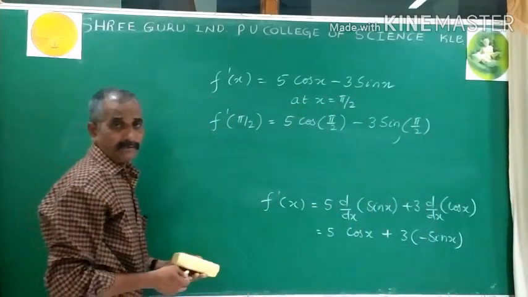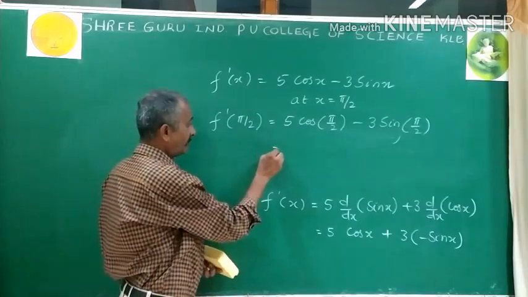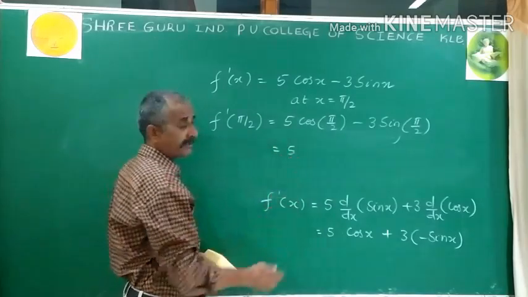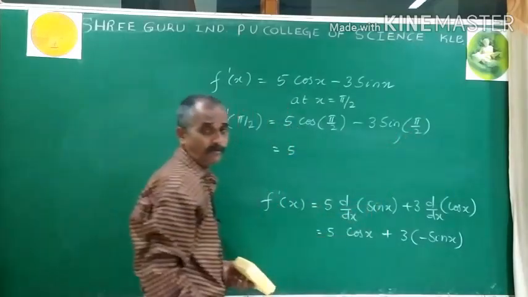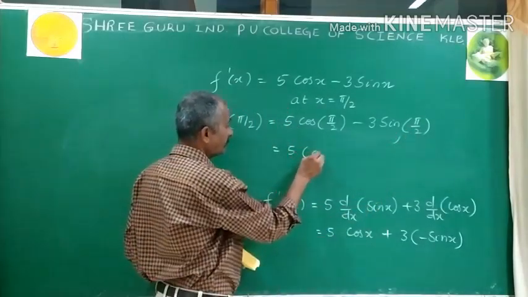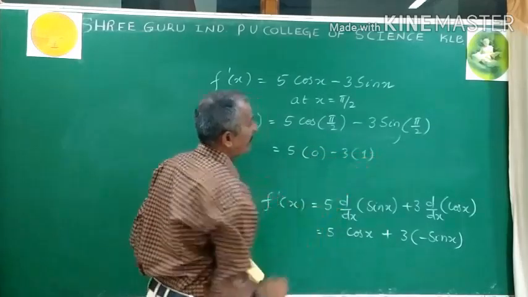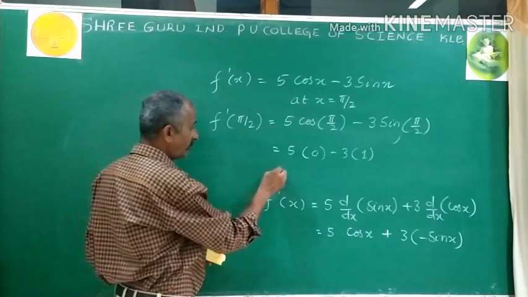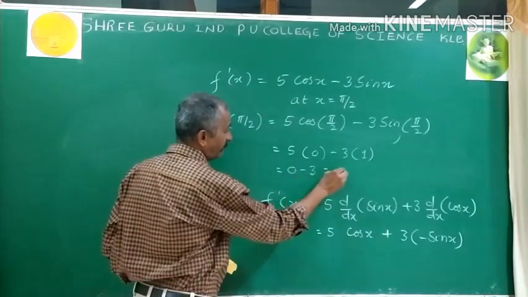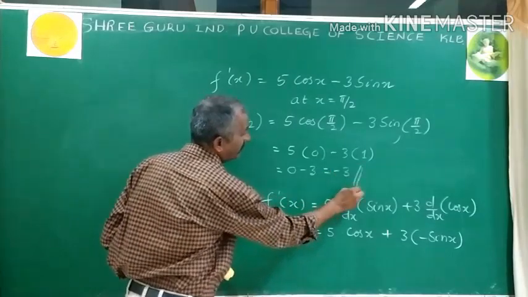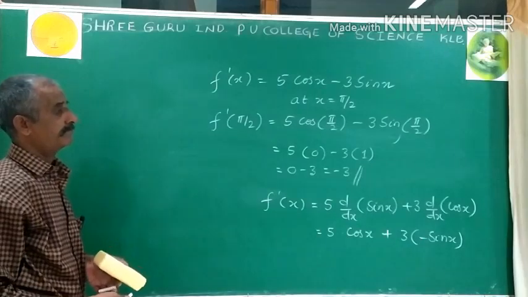Now recall the PUC first year trigonometry standard angles table. From that table, we know that cos pi by 2 is 0 and sin pi by 2 is 1. So it is 5 into 0 minus 3 into 1. Further, 5 into 0 will be 0, 3 into 1 will be 3. The total answer is minus 3. This is the value of f dash of pi by 2.